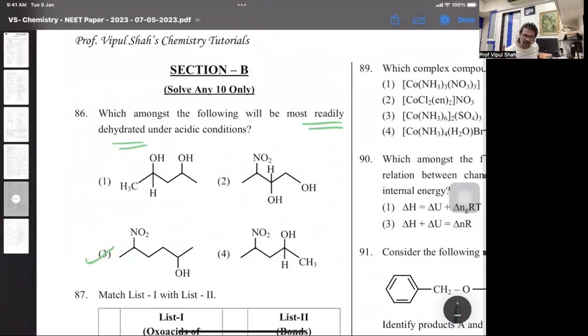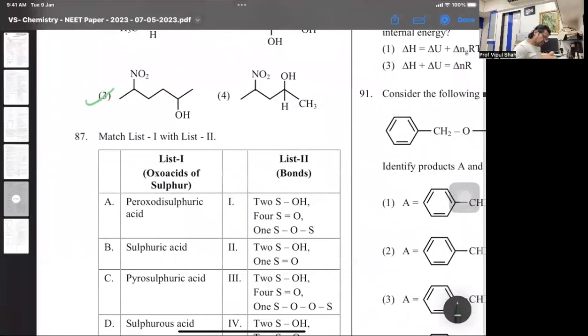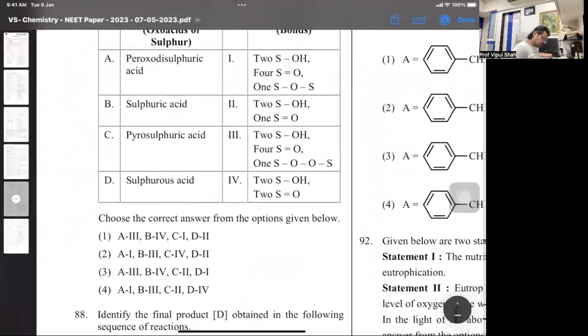So plus effect and resonance stabilization are the two answers to explain the stability of the intermediate carbocation formed after dehydration. So 86 is the third one. That's one. Then 87 is nothing but the first one, which is with respect to the structures. I'll just show you this. Have a look at it.